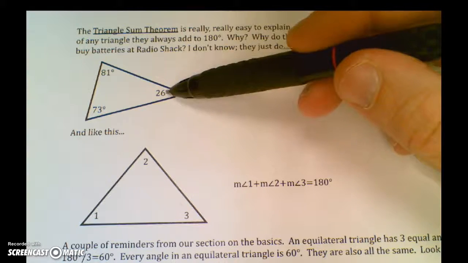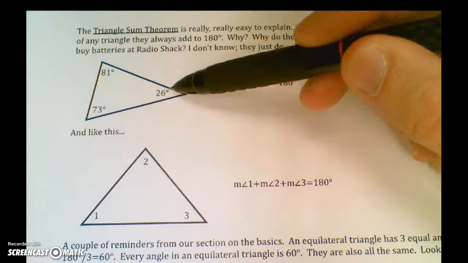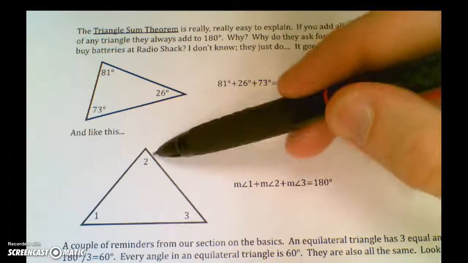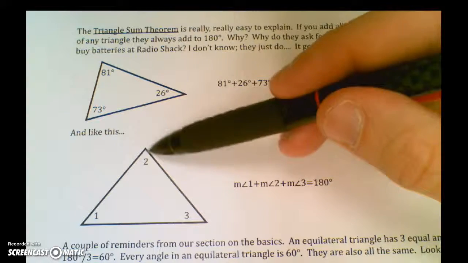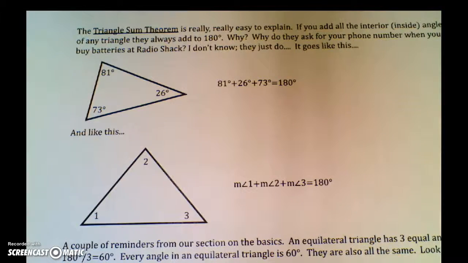Notice the difference between these numbers and these numbers. These numbers have degrees, and these numbers do not. So these are just angle numbers, they're not the measurements of the angles.